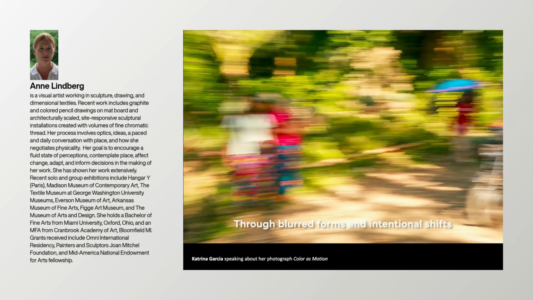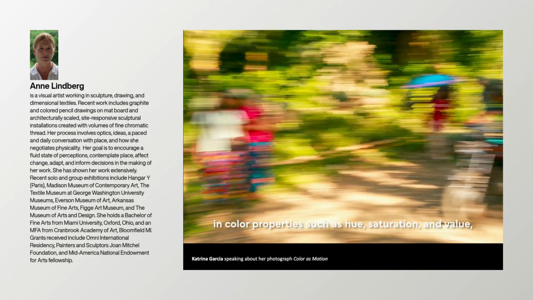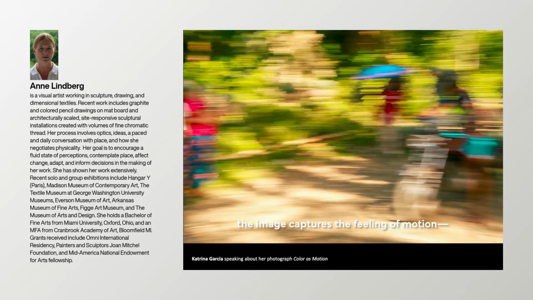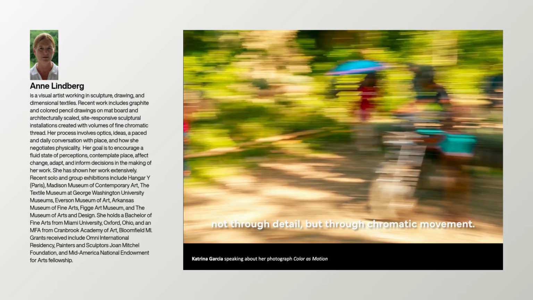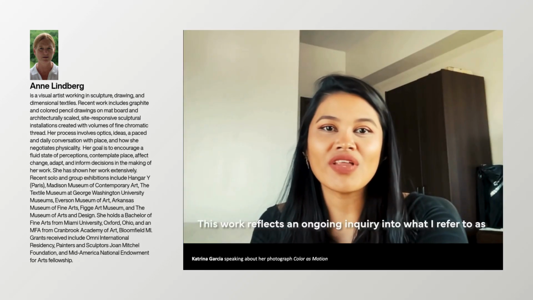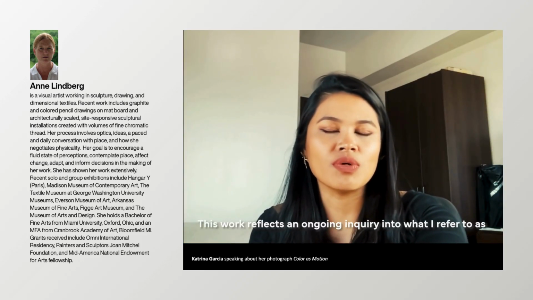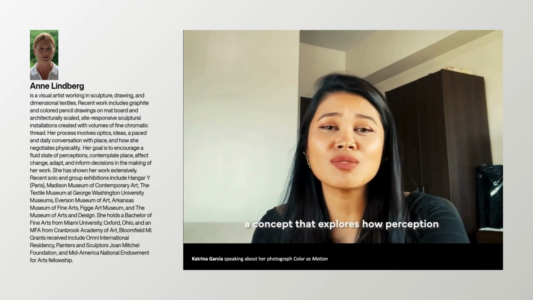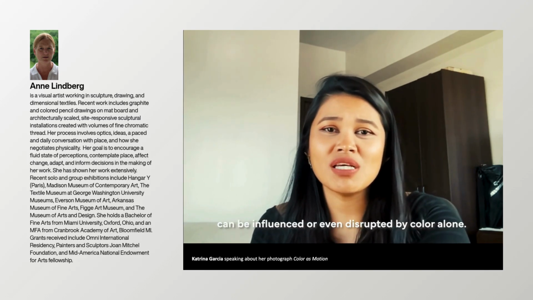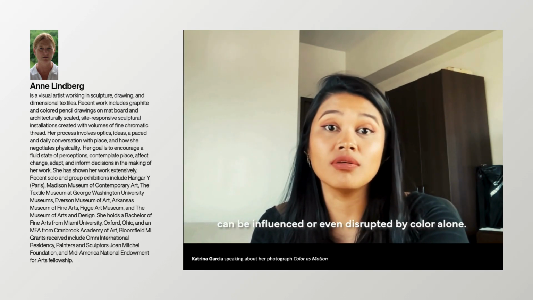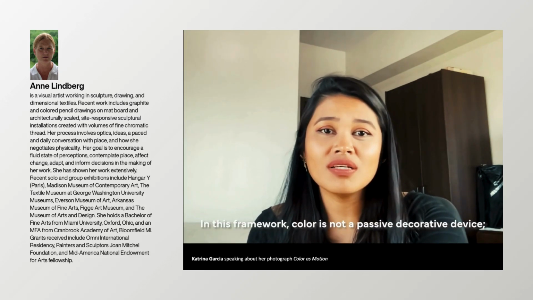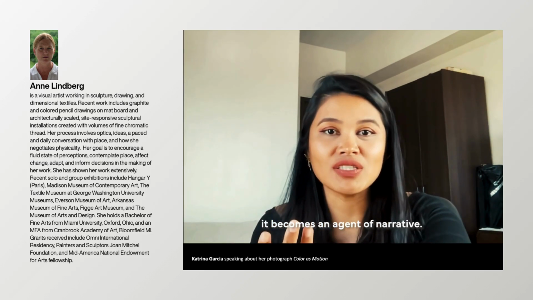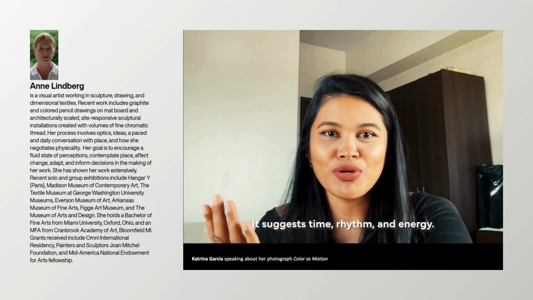Through blurred forms and intentional shifts in color properties such as hue, saturation, and value, the image captures the feeling of motion not through detail but through chromatic movement. This work reflects an ongoing inquiry into what I refer to as color as motion, or as motion and stillness, a concept that explores how perception can be influenced or even disrupted by color alone. In this framework, color is not a passive decorative device, it becomes an agent of narrative. It suggests time, rhythm, and energy.